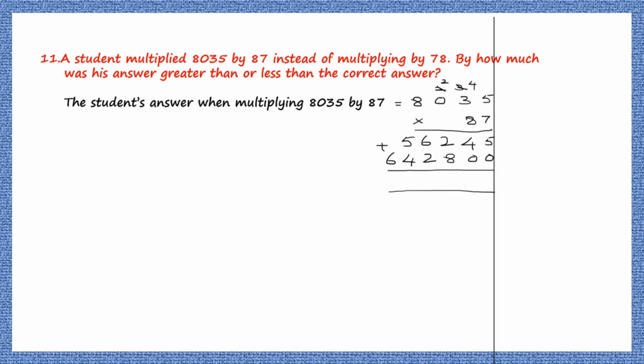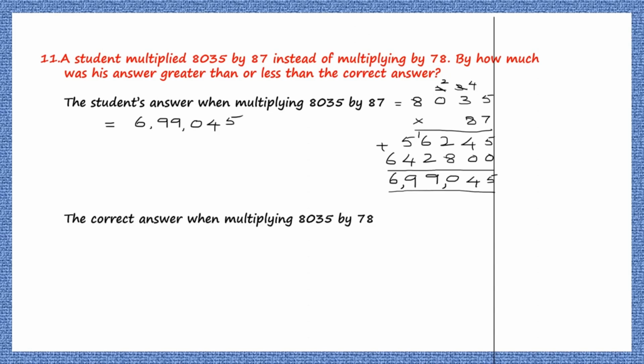So let's add this. 5, 4, 2 plus 8 is 10, carry 1. 6 plus 1 is 7, 8, 9. 5 plus 4 is 9 and then we have 6. So this is 6,99,045. So this is the student's answer when he multiplied it by 87. So let's write that, 6,99,045. Now, correct answer is when you multiply 8,035 by 78. So let's try that.